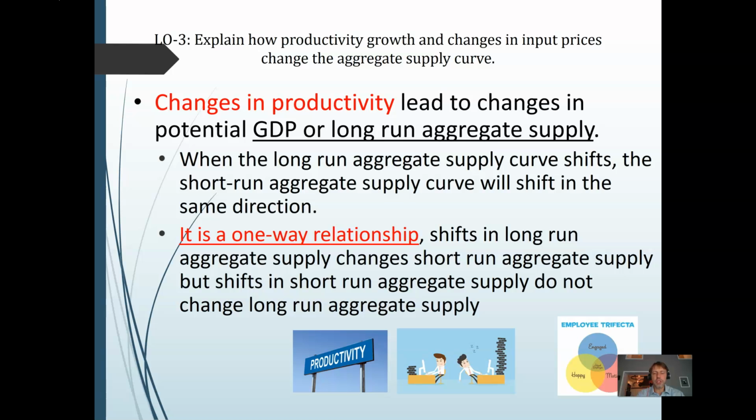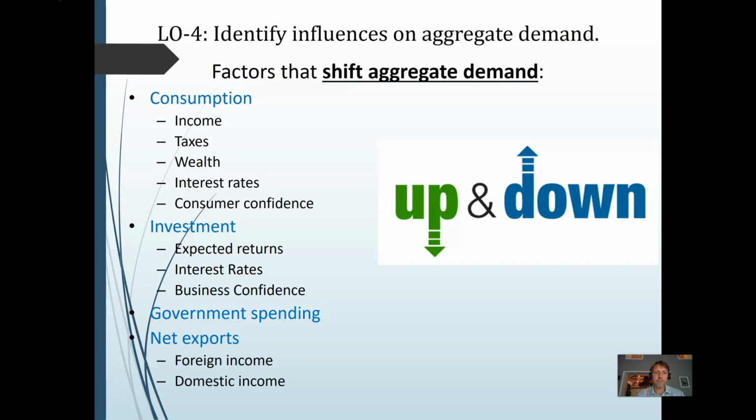It's a one-way relationship though. Long term always shifts short term supply curves in the same direction. But a short-term supply curve shifting won't necessarily have long-term impact, won't necessarily move the aggregate supply or that straight line up and down. So always the long run will impact the short, but things that happen in the short run don't necessarily have a long or lasting impact.